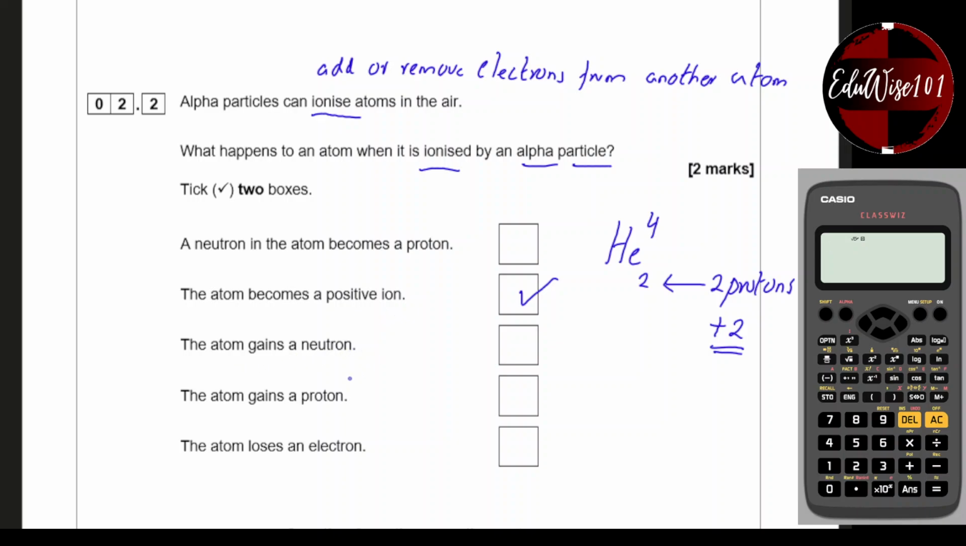The atom gains a neutron, no. The atom gains a proton, no. The atom loses an electron, which is correct. Because it's losing an electron, it will become a positive ion. So remember, they are asking you to tick 2 boxes for the 2 marks. Next question.